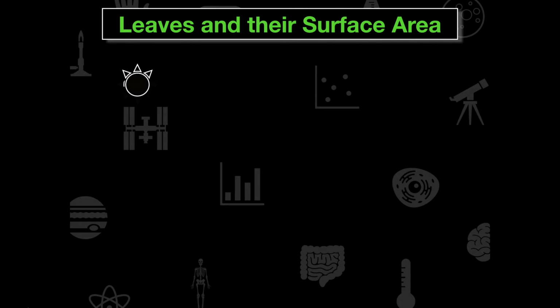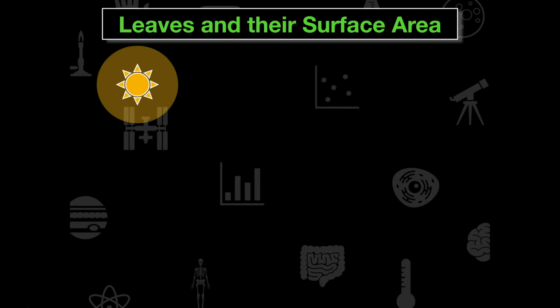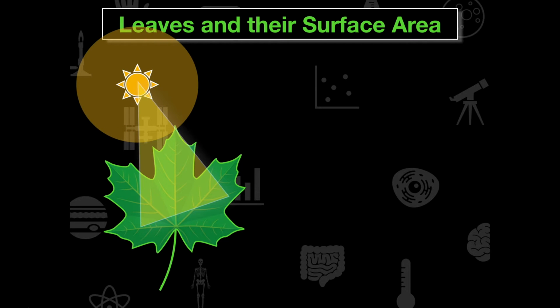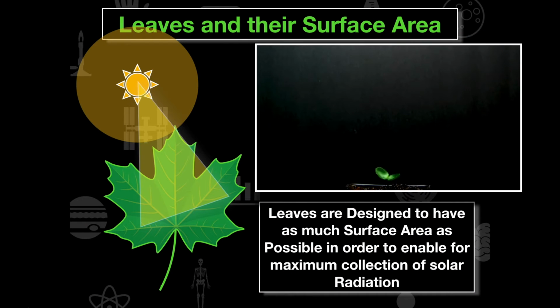Now, the first thing we have to think about is what is the purpose of leaves on plants? Well, we know that leaves collect sunlight to go through photosynthesis, but leaves are designed to have as much possible surface area in order to enable maximum collection of solar radiation. They have evolved in a way that allows them to spread themselves out and capture as much light intensity and sunlight as possible to make sure that they're producing that glucose. Remember, we're taking that carbon dioxide and that water and we're using the energy of the sun to convert it to glucose. So we're going from light energy into that chemical energy which we store in that glucose. So it's really important that we have a lot of surface area to capture as much sunlight as possible.